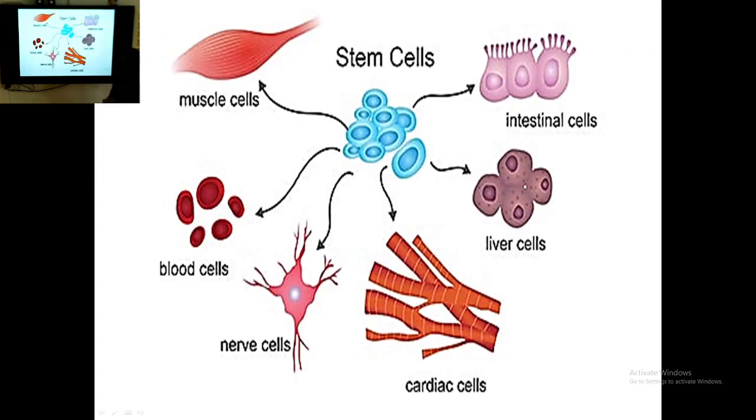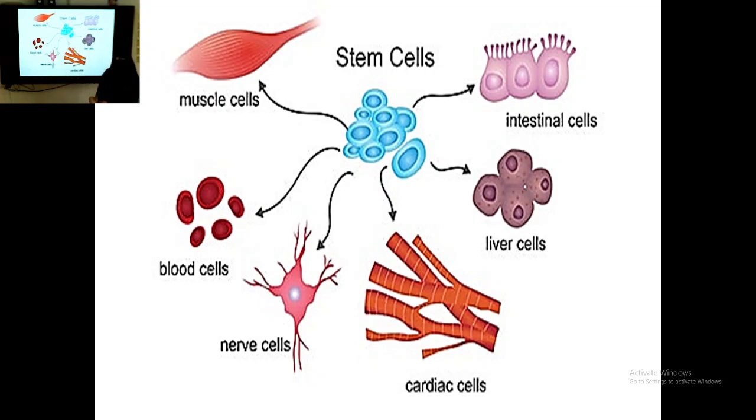Look at the picture here. What can you see in this picture? For me, I can see multiple types of cells. All of these cells come from a specific type of cell called stem cells. Let's read the types of these cells: muscle cells, blood cells, nerve cells, cardiac cells, liver cells, intestinal cells. All of these cells come from the stem cell.